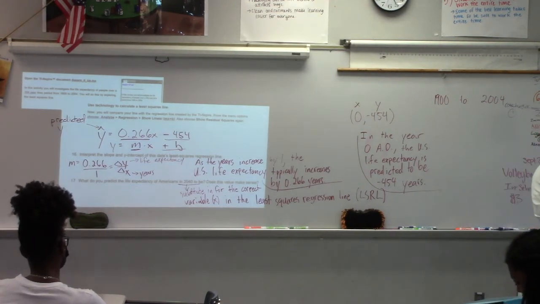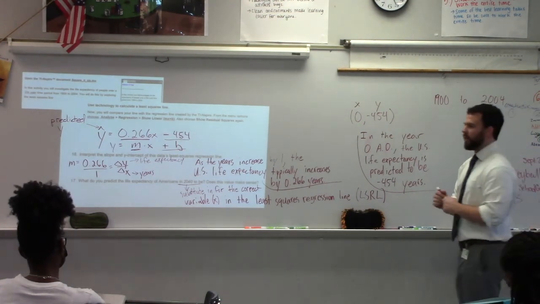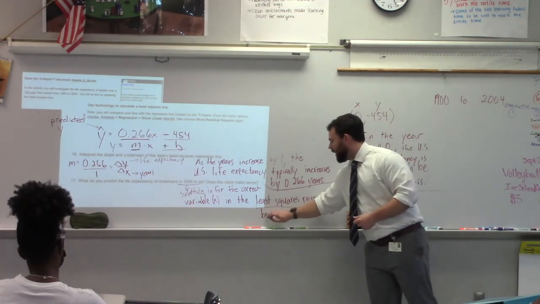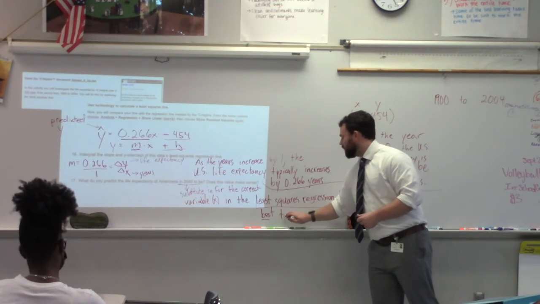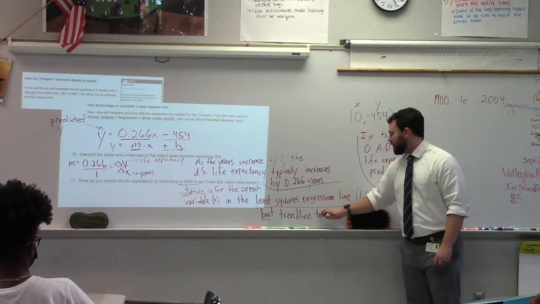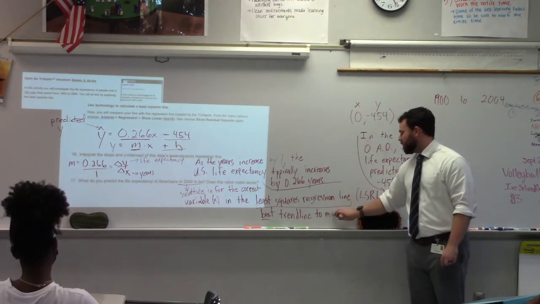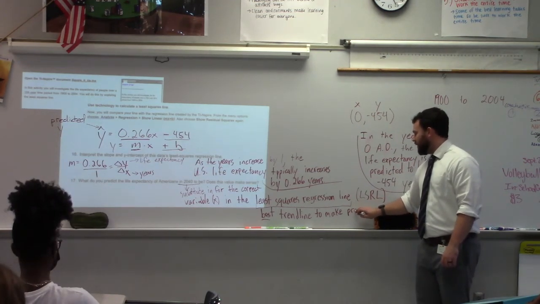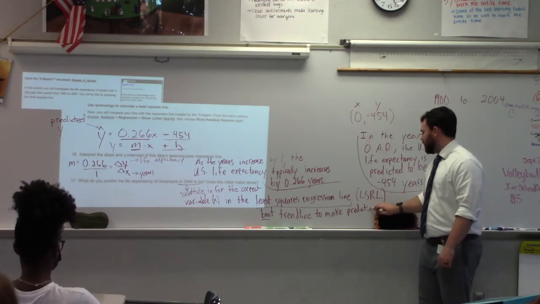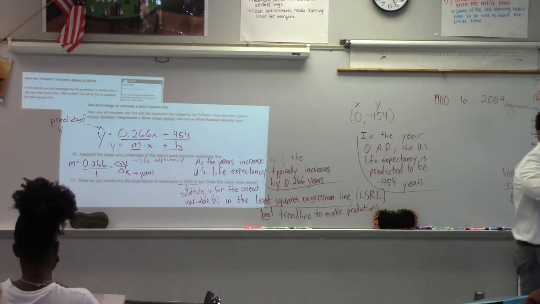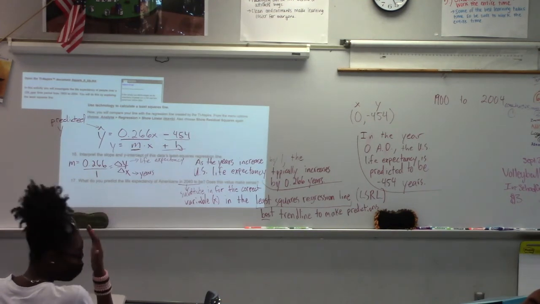Remember, the least squares regression line is the best trend line to make predictions. So if you don't remember that detail, this is the best trend line to make predictions. Are there other trend lines? Yes. But this is the best one because it's minimizing the squares. Remember, that's the whole point, is that it's going to minimize those squares. So it's going to give us the best prediction. Right, Jordan? Good job, buddy.